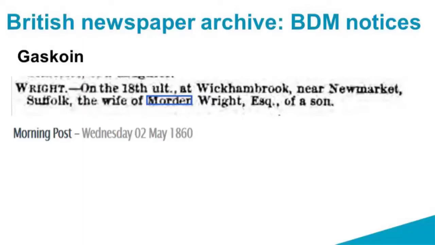We used it to find Gascoigne Wright. He was the first child born for Morden Wright. So that's just the birth notice in the Morning Post. He was born in 1860.